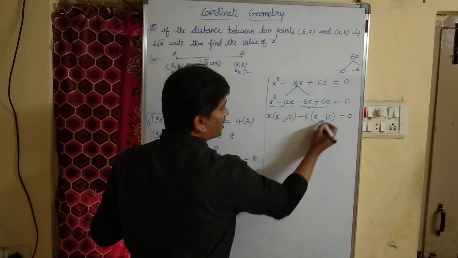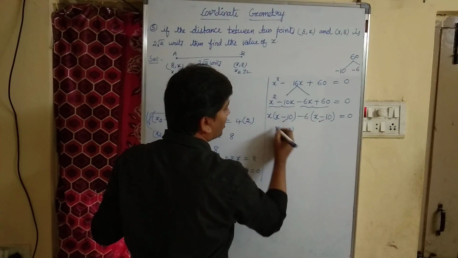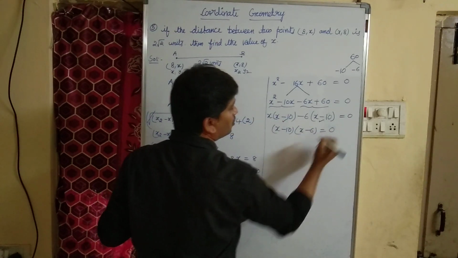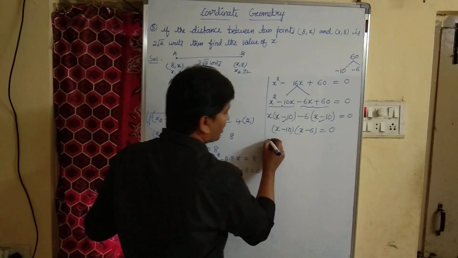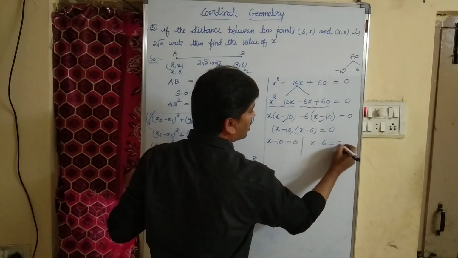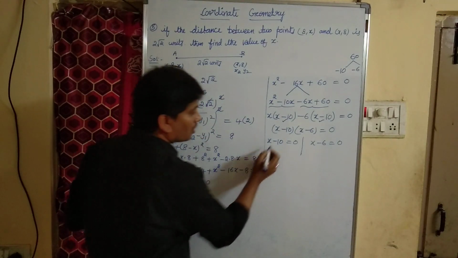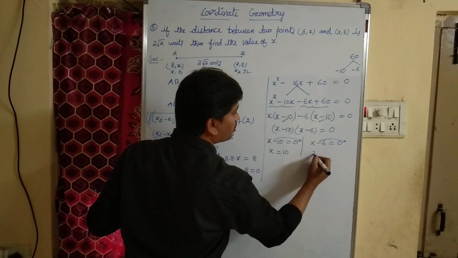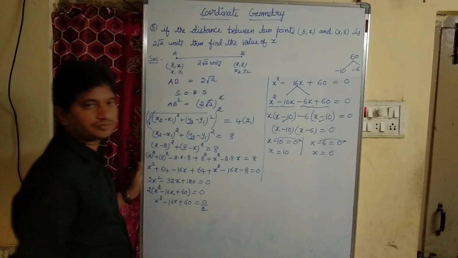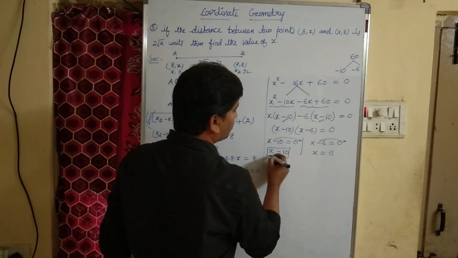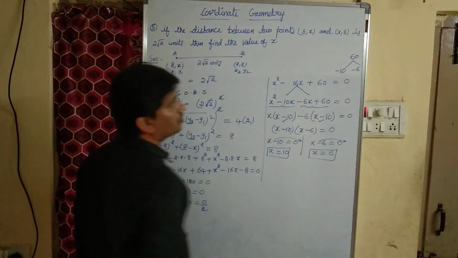Now I can take x minus 10 as common. If I take x minus 10 as common, I will get x minus 6, that is equal to 0. So one is x minus 10 equal to 0 and the second one is x minus 6 equal to 0. Minus 10 you transpose, you will get plus 10. Minus 6 you transpose, you will get plus 6. So what are the two values? One is x is equal to 10 and the other one is x equal to 6.